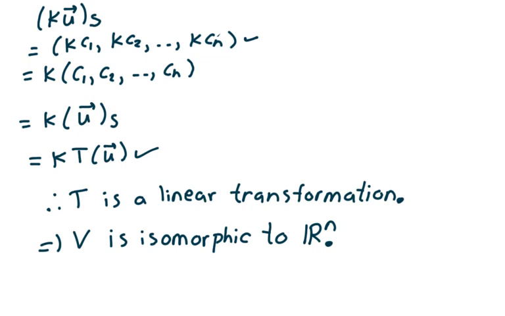And so after all that work, T is a linear transformation, and we have thus shown that V is isomorphic to R^n. So what did we do? We constructed a mapping from V to R^n and showed that that mapping was one-to-one, onto, and a linear transformation. And if you can do that, then those two vector spaces structurally preserve the same properties, essentially.